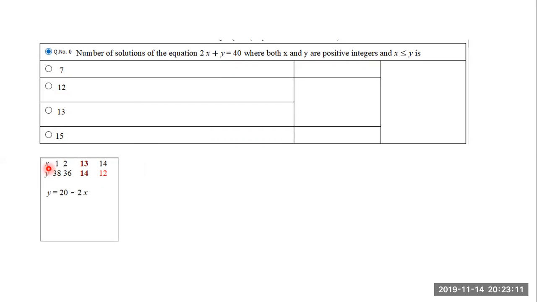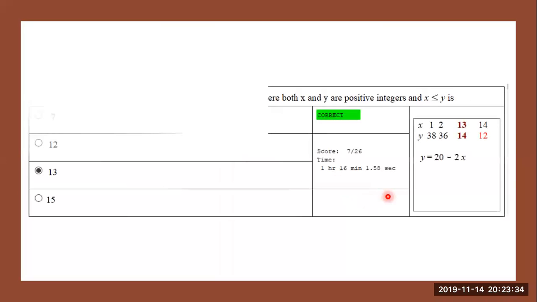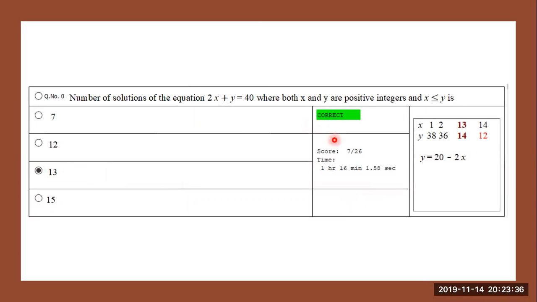What we are doing is when x is equal to 1, y is equal to 20 minus 2x, which is 38. When x is equal to 2, y is equal to 36. We just put. And when I put x is equal to 14, it decreases, till then it is greater than 14. Therefore, what should be the answer? 13. Very good. 13 is the correct answer.